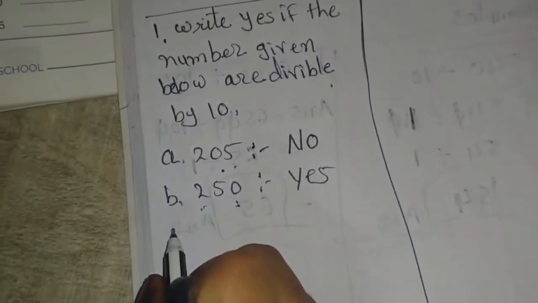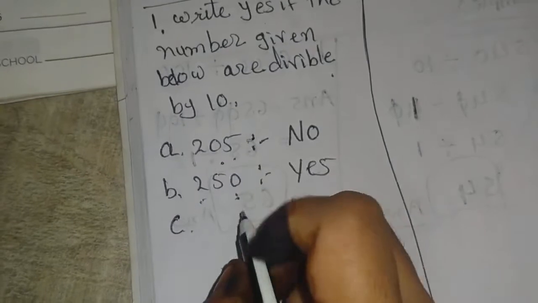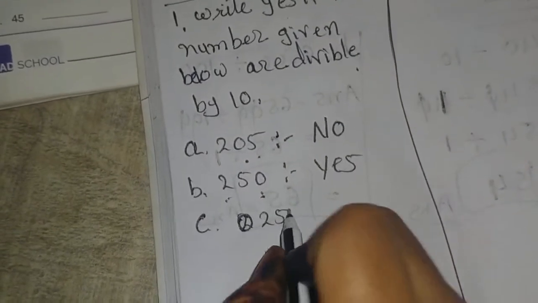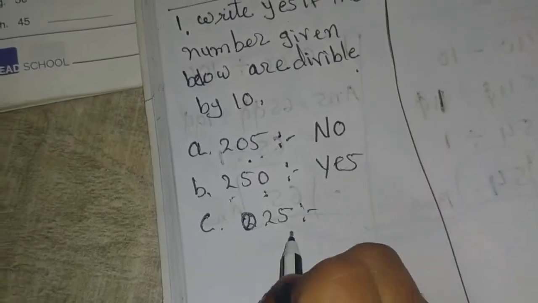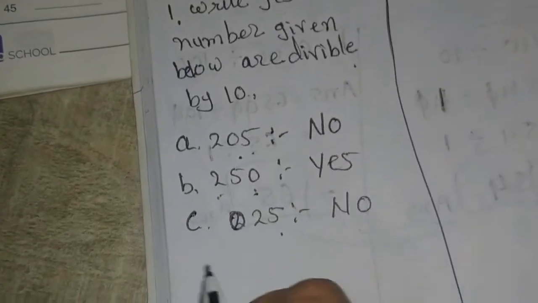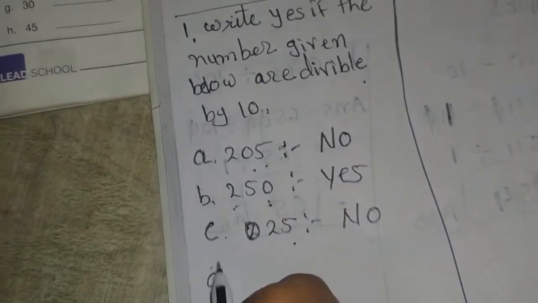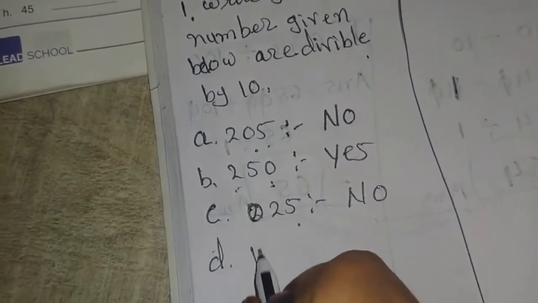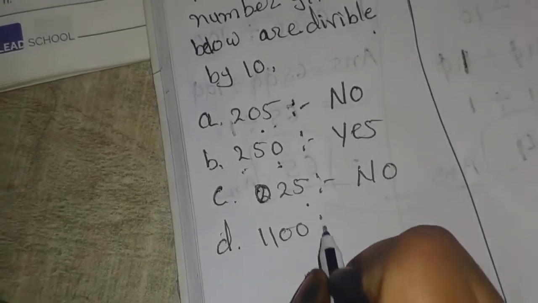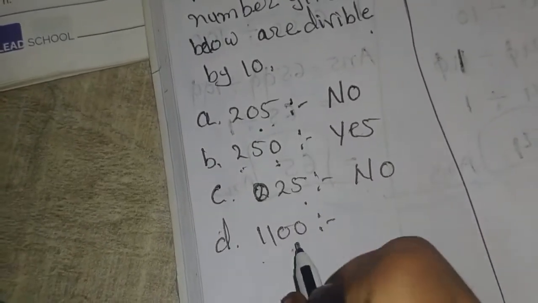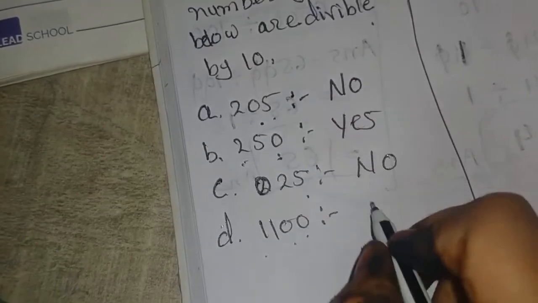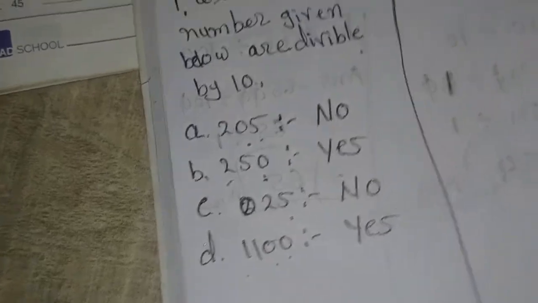C1 question, 025. Now is 0 in the ones place? No. So here we have to write division is not possible. D1 question, 1100. So here, is 0 in the ones place, students? So is division possible? Yes. So we have to write here yes.